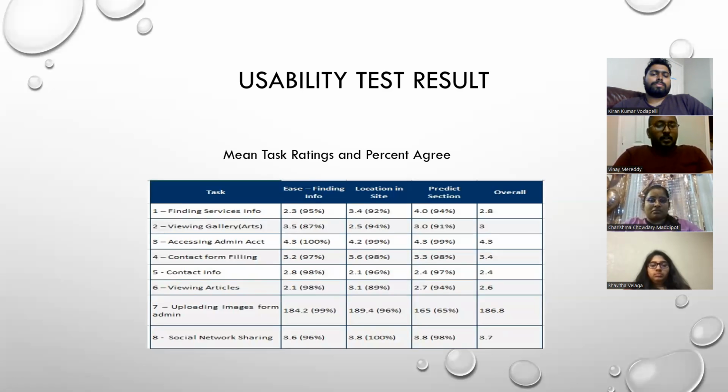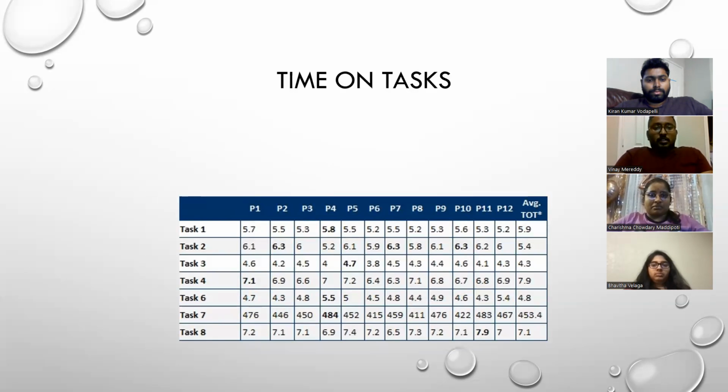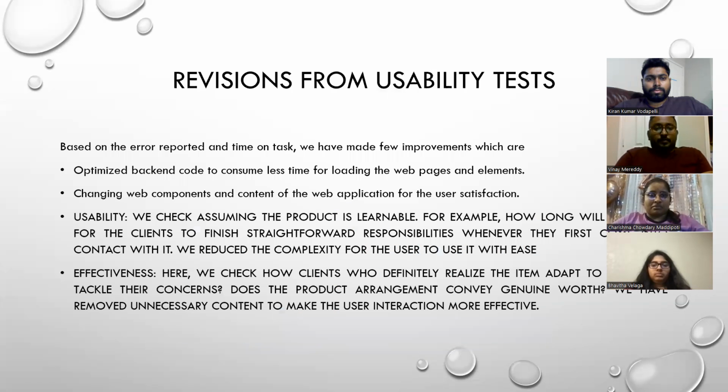Coming to viewing gallery, the mean value for users is 3.5, which is more than the developer predicted mean time of 3. In the same way, accessing the admin account and contact information have more mean value than the developer predicted mean value. Contact form filling, viewing articles, uploading images form, and social network sharing have lesser mean values than the developer expected mean value. If we go to the next slide, this is where we gathered the information of 12 random persons and calculated the mean time. And if we go to the next slide, it shows revisions from usability tests.